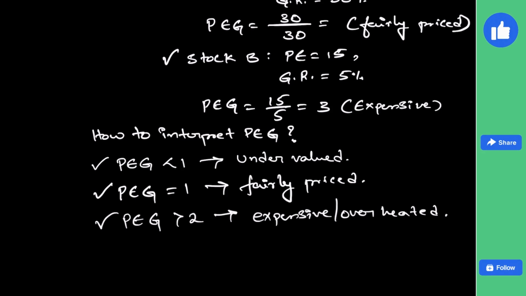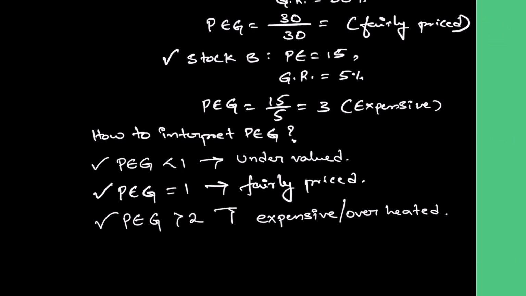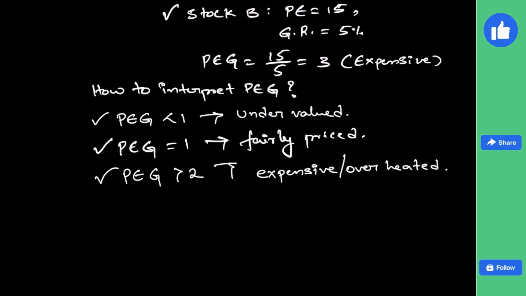So these are the general perceptions and the general interpretation, but this varies with the industry and sector. If the sector average PEG ratio is 1.5 and the stock is trading at 1.2, you might still consider the stock undervalued. So you always have to use this based on the industry average. That's what I mean to say. Also, one important point to remember is it works best for growth-oriented companies.